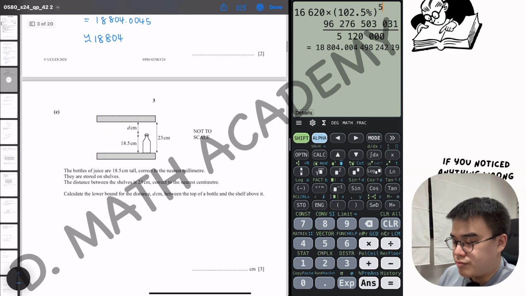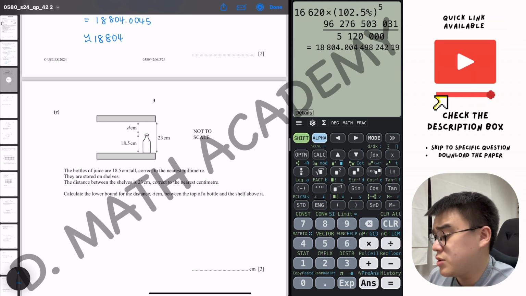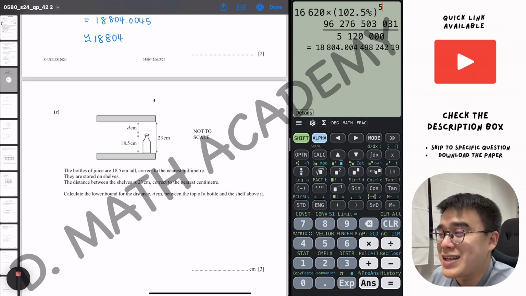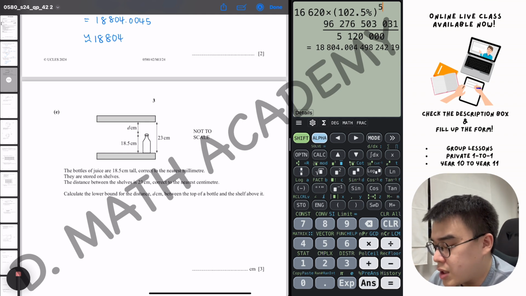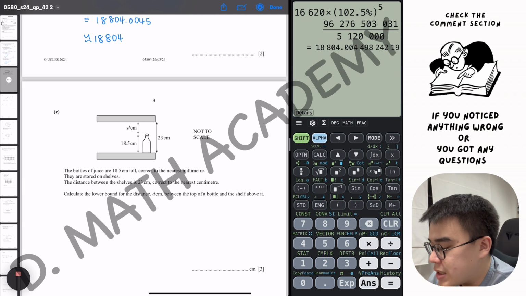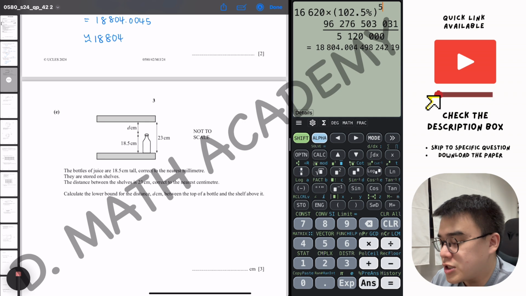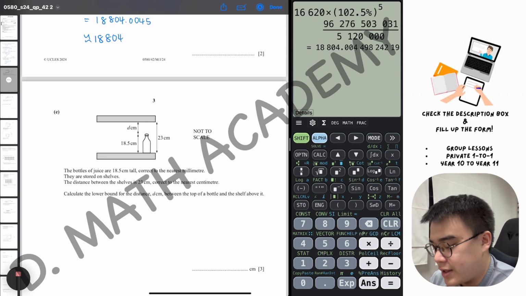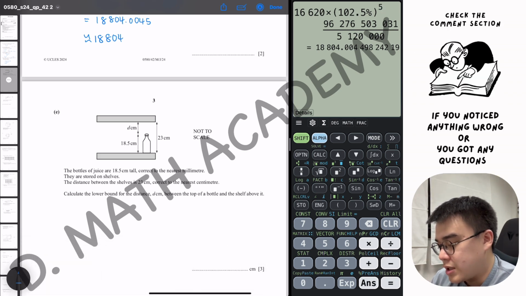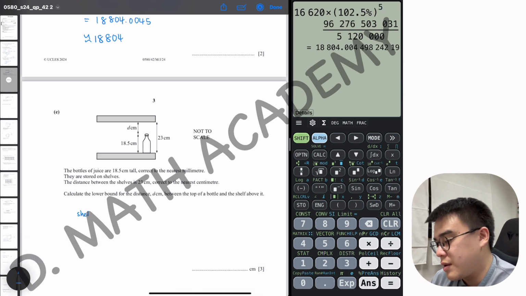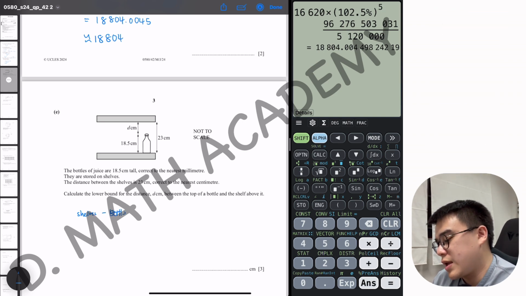Moving on to E. So I saw a couple of keywords here for this question. Nearest basically is a giveaway that this is an upper bound and lower bound question. They want us to find a lower bound of the distance between the top of the bottle and the shelf above it. So if I analyze the relationship here to find the gap or the distance, we have to take shelf minus bottle height to get the gap distance.